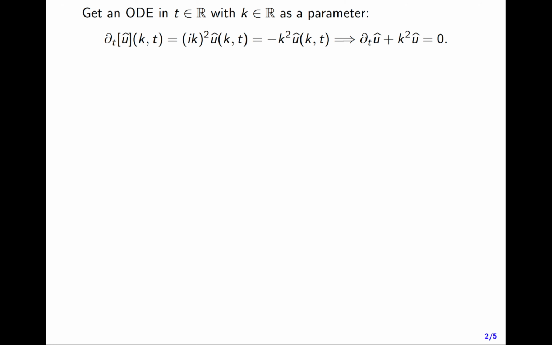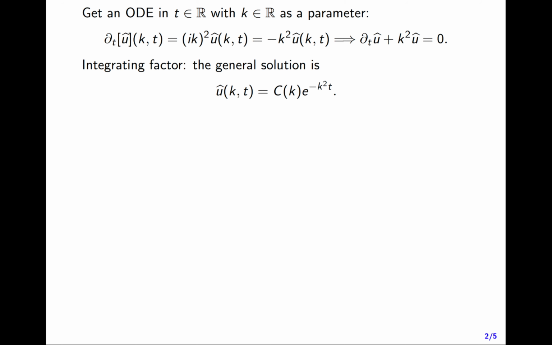So now in this differential equation, what is moving and what is fixed? Derivatives are taken now with respect to time. t is the thing that moves, and k is a real number that is a parameter. For each different real k, I get a different differential equation in the t variable.